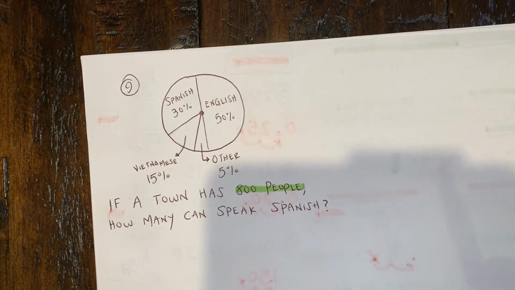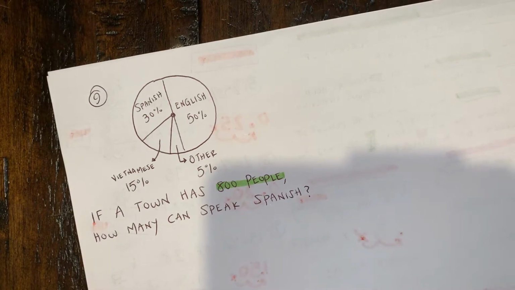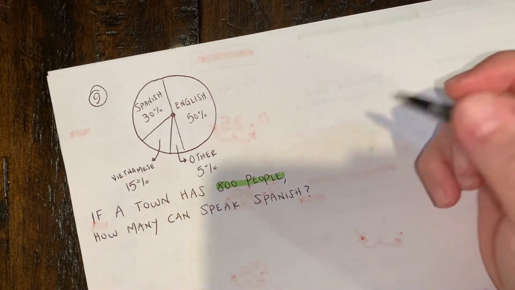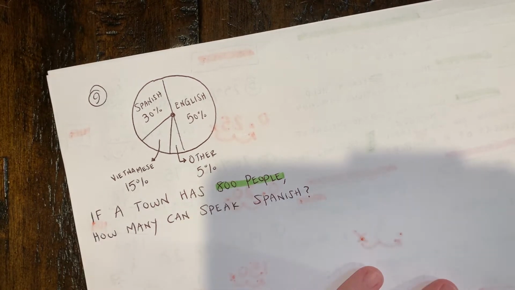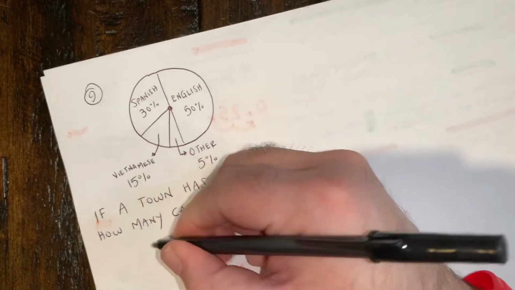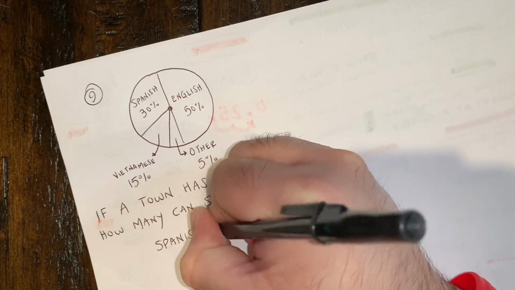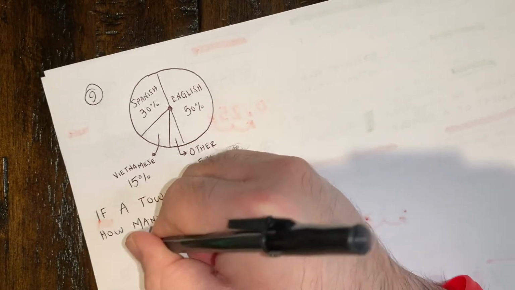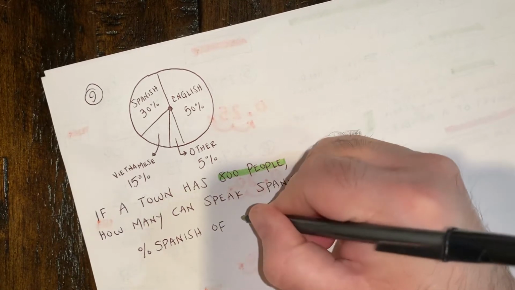So this is really good when it comes to surveys and data. That's why we really need to learn how to work with percents, especially if you're going to be in a job where data collection is important and where surveys are important. So we want to know how many people can speak Spanish in this town if there are 800 people. So I need to know the percentage of Spanish speakers, and that's going to be out of a total of 800 people.